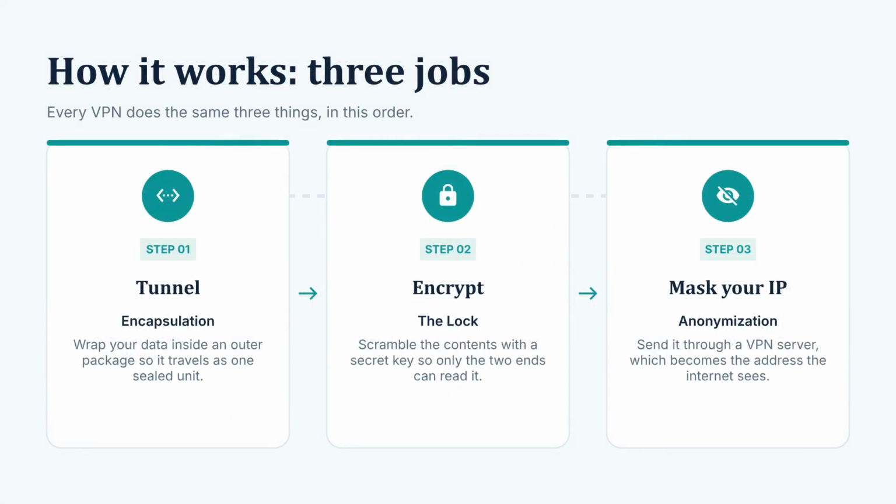Fundamentally, every virtual private network, VPN, performs three primary functions in sequence. First, it tunnels data by encapsulating it within an outer packet. Second, it encrypts the contents using a secret key. Third, it masks the user's IP address by routing all traffic through a remote server. Each of these functions will be examined in detail.